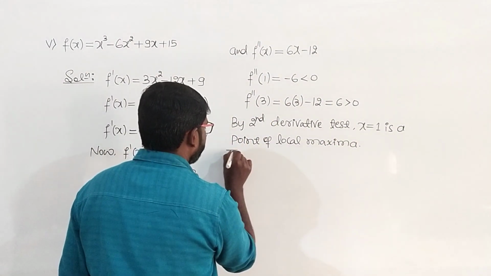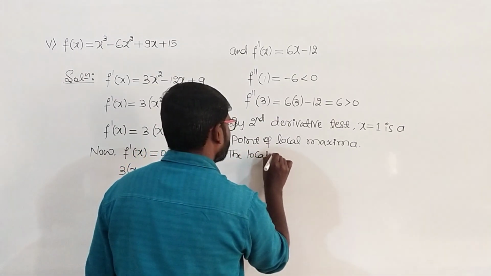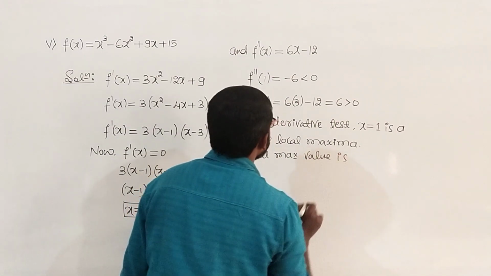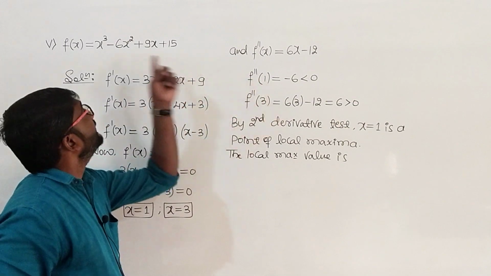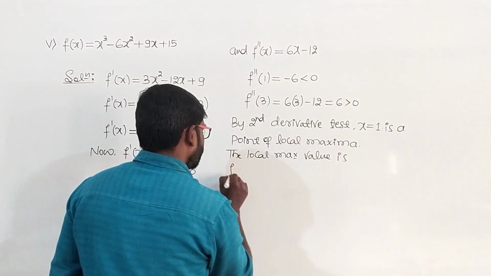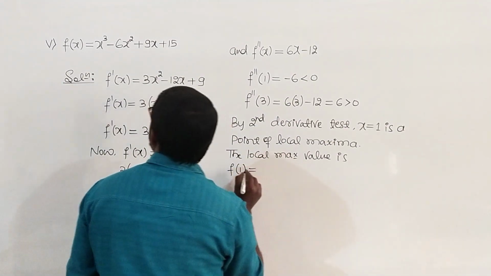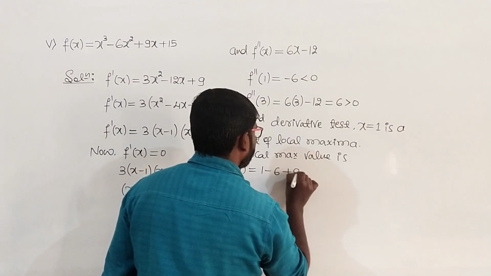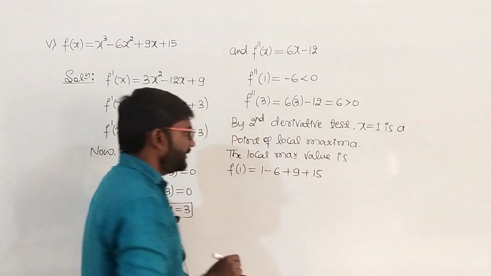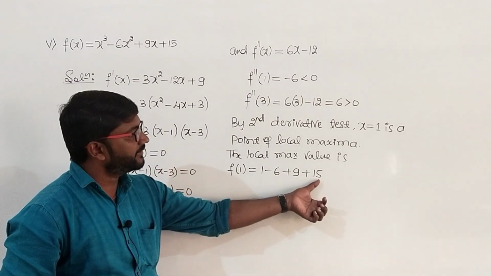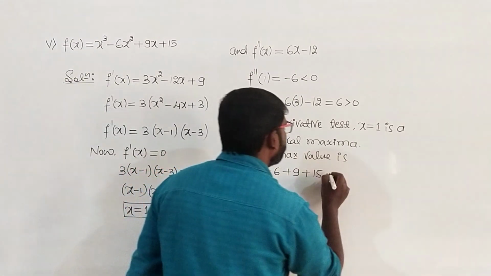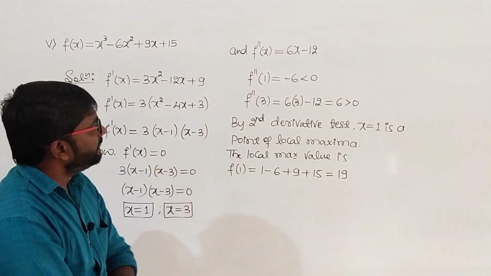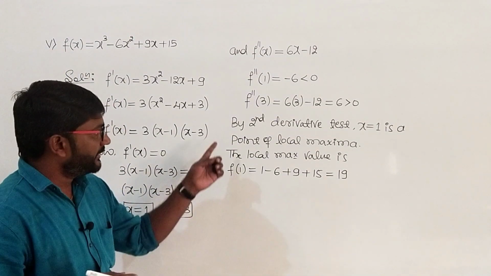The local maximum value is f of 1. Substitute 1 in the given function. That will be our maximum value. f of 1 equals 1 cube, that is 1, minus 6 plus 9 plus 15. So 1 plus 9 will be 10, 10 plus 15 will be 25, 25 minus 6 is 19. So this is the local maximum value. Now we have to get the local minimum value also.